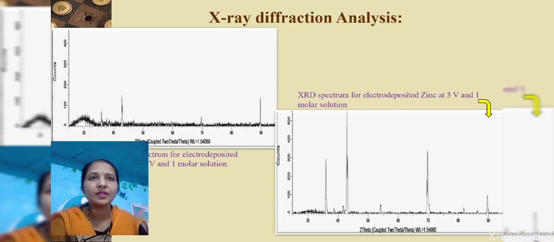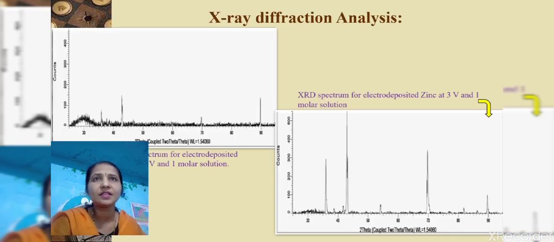Now, the X-ray diffraction analysis. Electrodeposits obtained from zinc acetate solution as an electrolyte at two different cell operating voltages, that is 9 volt and 3 volt, were analyzed using X-ray diffraction pattern. Measurements were done by XRD method with X-ray diffractometry, that is D8 Advanced Bruker X-ray at room temperature.